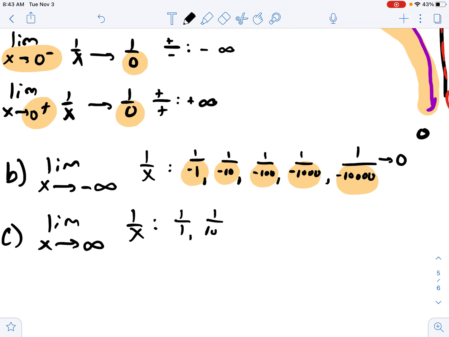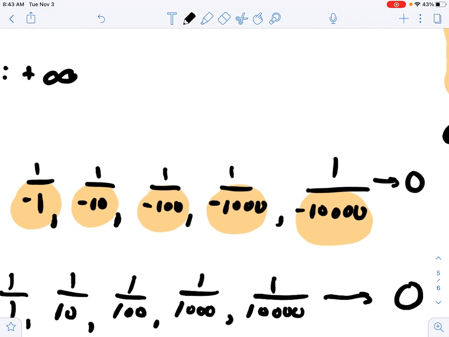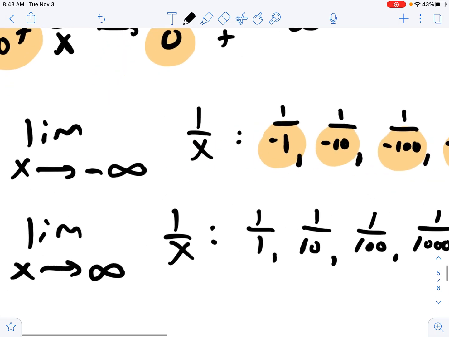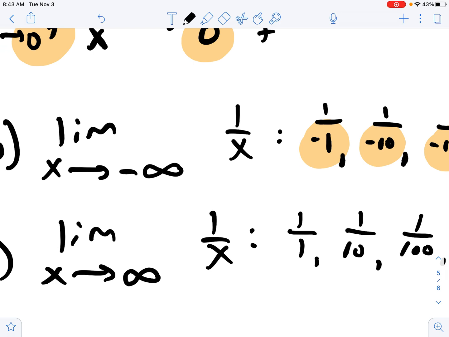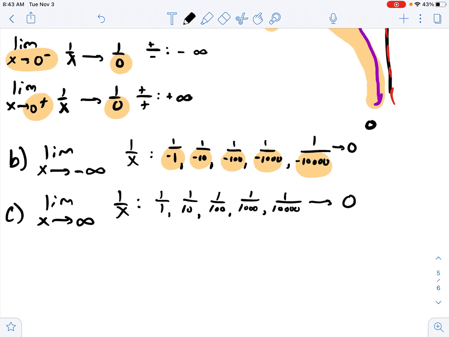I'll start at 1, I'll make the denominator bigger in the positive direction, and you should be able to see what's happening to the overall value of the fraction here. Again, these things are getting closer and closer to 0. Okay? So whether we're getting closer to 0 from below the x-axis or above the x-axis, either way, when the denominator gets really big compared to the numerator, okay, the limit will approach 0.